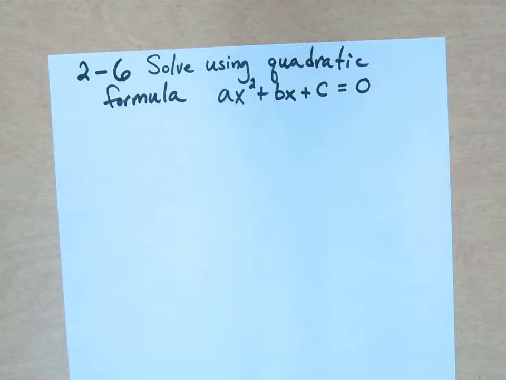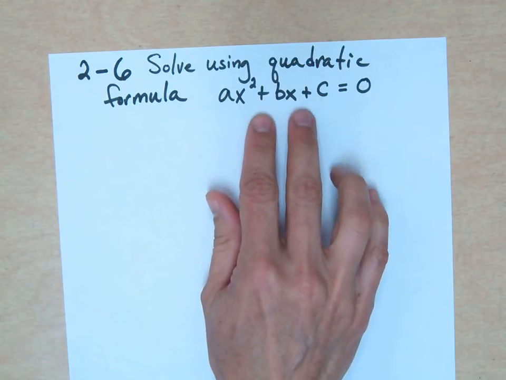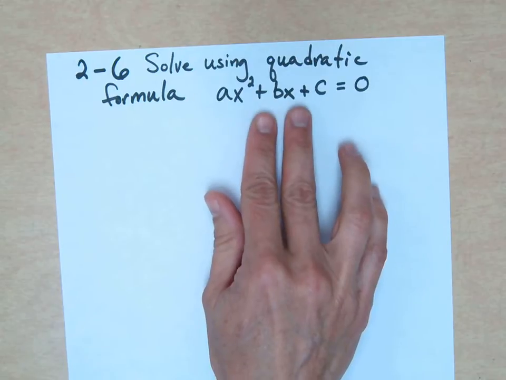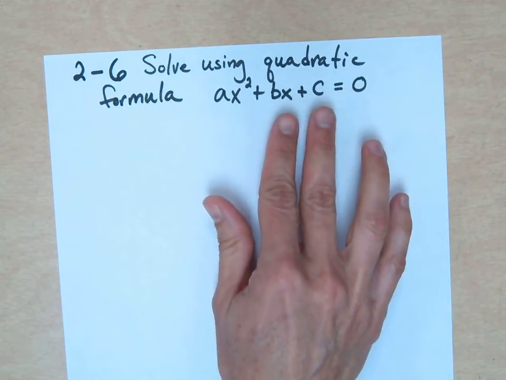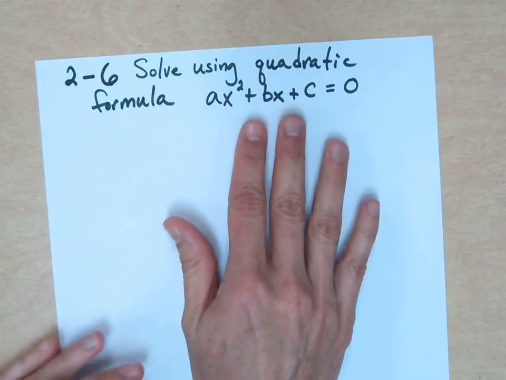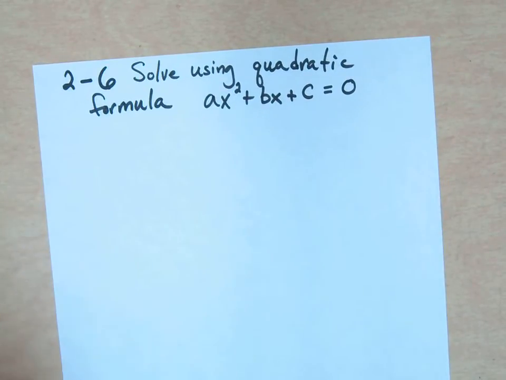It's 2-6. We've solved quadratic equations. The fastest way to solve something when it's in this form is to factor and set it equal to 0 and use the zero product property. But unfortunately, that only works when our answers are integers, like 1 and -5 or 6 and 7. It doesn't work if they're not.